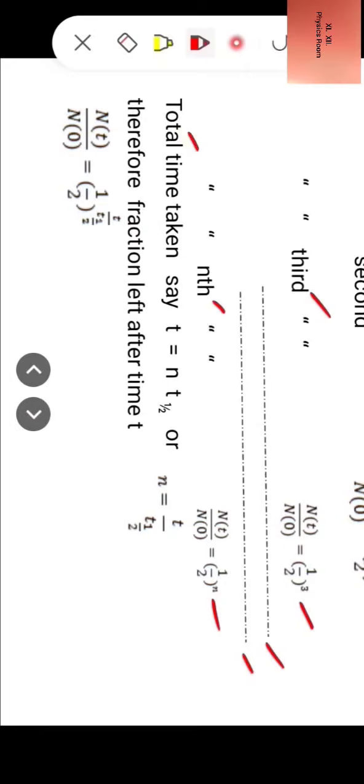Now, total time taken during n half lives, say t, is equal to n into t half, or n would be equal to t divided by t half. Therefore, fraction left after time t would be Nt by N0 is equal to half raised to power t divided by t half. I repeat. Therefore, fraction left after time t would be Nt by N0 is equal to 1 by 2 raised to power t divided by t half.